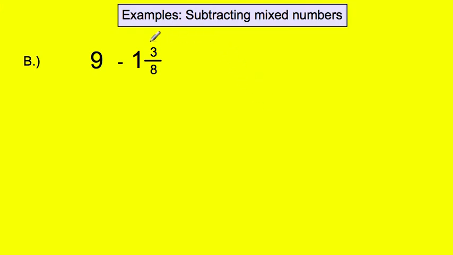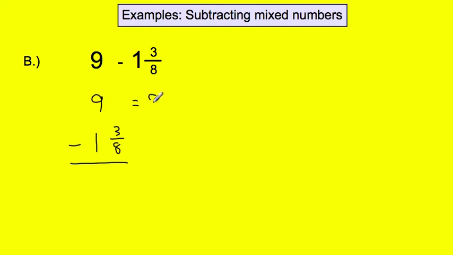Here's an example where we're going to have to do something with this whole number because we're subtracting a mixed number and it has a fraction, right? And there's no fraction attached to this. So we're going to rewrite the problem vertically, 9, and I'm going to subtract 1 and 3/8. And you look up here and you say, I don't have any eighths, so I need to change that whole number, regroup it into a mixed number that equals 9.